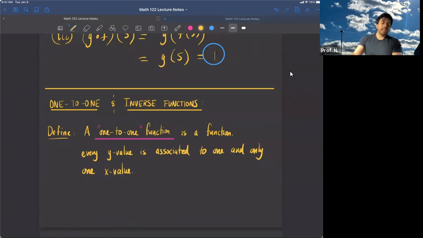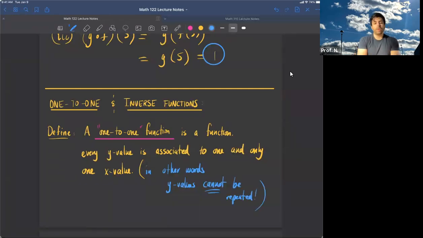So now we're going in the opposite direction. Remember what we said? Every x value can only have one y value. And remember when we talked about how the x values cannot repeat, but the y values can repeat for a function? In this case, one-to-one functions are all those functions whose x and y values cannot repeat. So in other words, y values cannot be repeated. That's it. That is a one-to-one function.